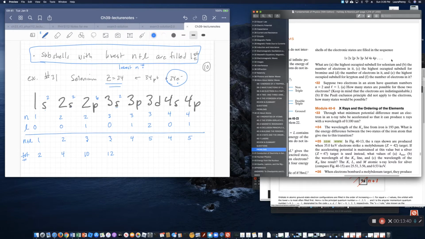Now I need to go to a 4. I've got this 4 and that 4. This has got the lower N, so I'm going to do this one first. That's a P subshell, so I can put 6. So now I have 18. That's 6 plus the 12. But now I'm going to skip. Before I put things in 3D, I'm going to go to 4S because N plus L is 4. And S can have 2 in it. Right? So 2 plus the 18 gives me 20. So I'm going to skip and do this one first, and then I'll come back to 3D.